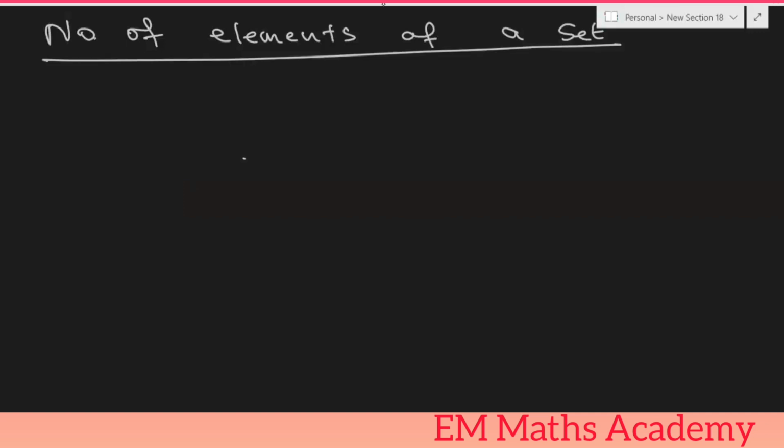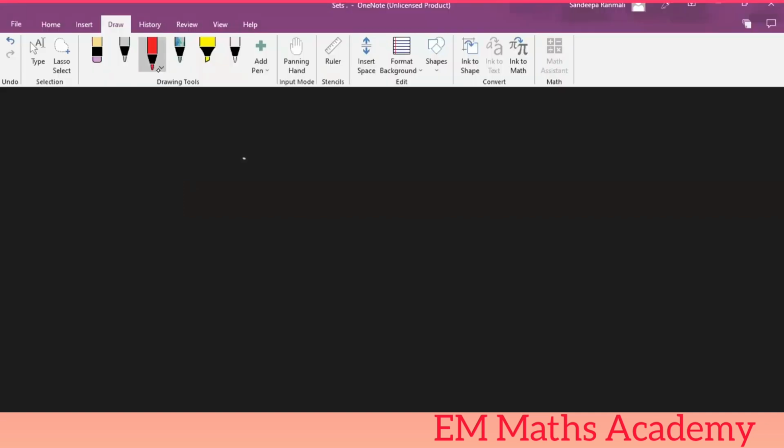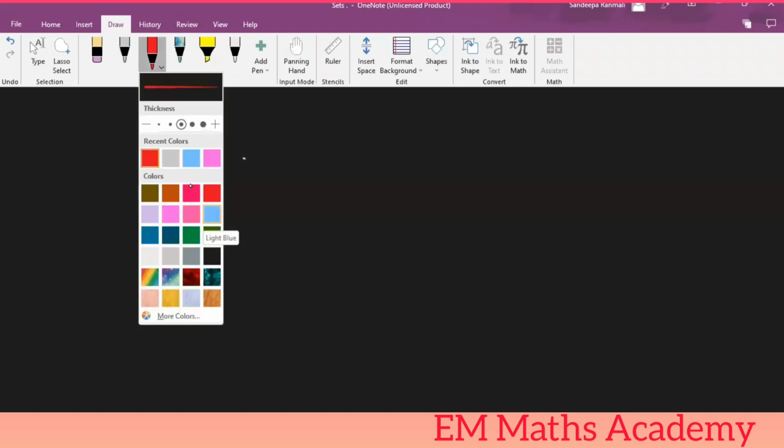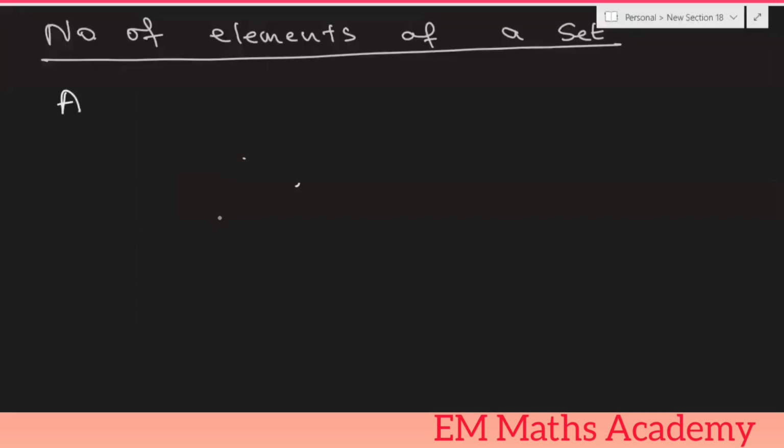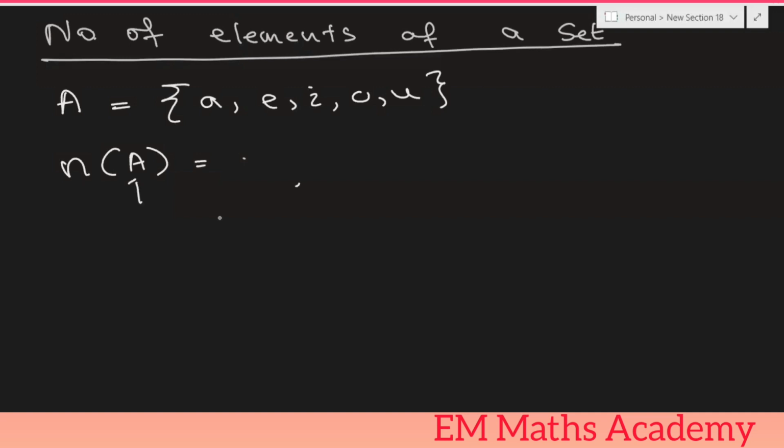It is about the number of elements of a set. Now you may think you are given a set. Okay, just like in the previous case we consider A. Here if I take A, E, I, O, U, that means vowels in the English alphabet. Then n(A), okay, we use N for n(A). This is the name of the set.